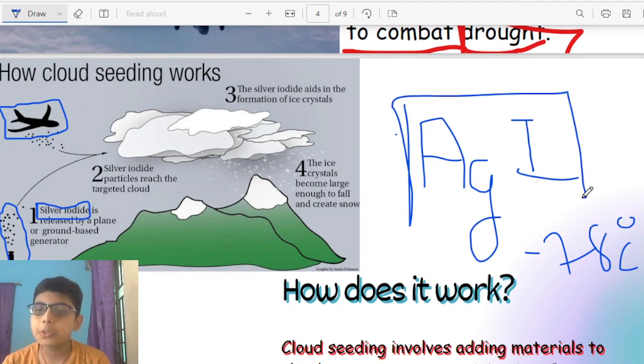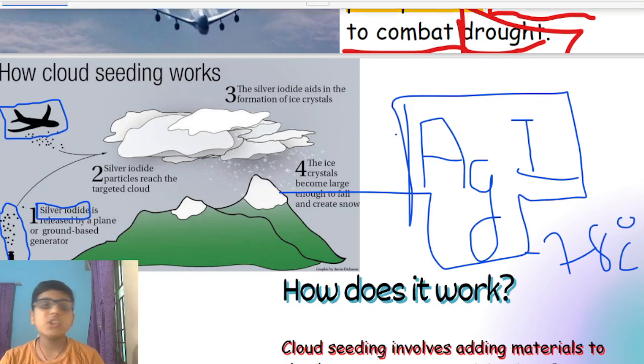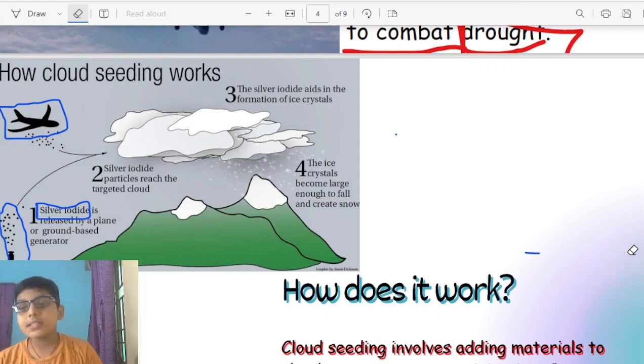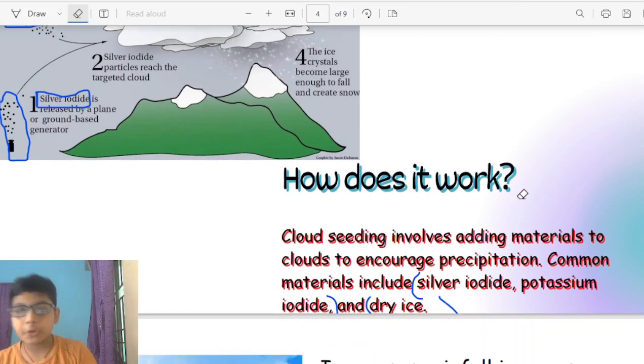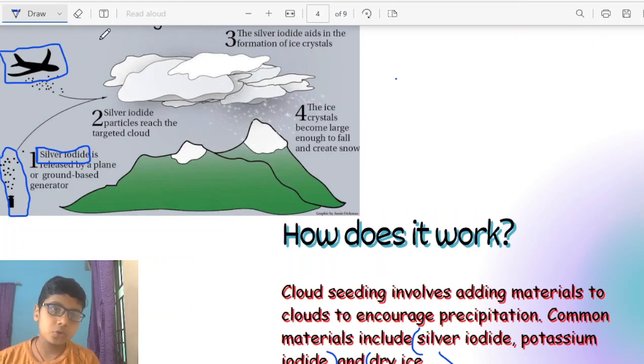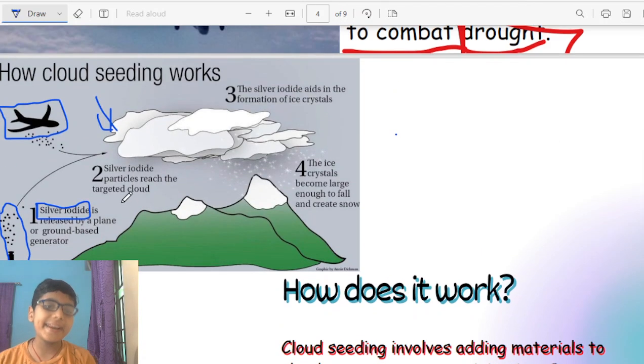So which chemical is this? This is AgI, or silver iodide. This silver iodide, or the potassium iodide, is taken in a plane or a ground based generator and thrown to the clouds. Then when the silver iodide particles reach the targeted cloud, they cause the formation of ice crystals.